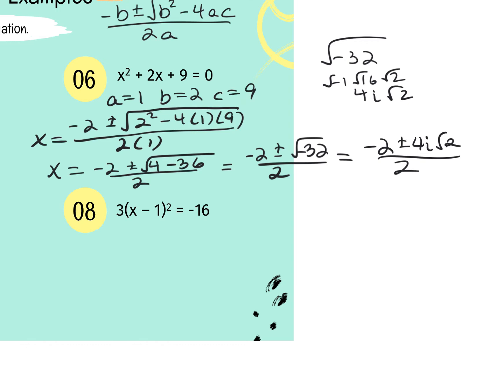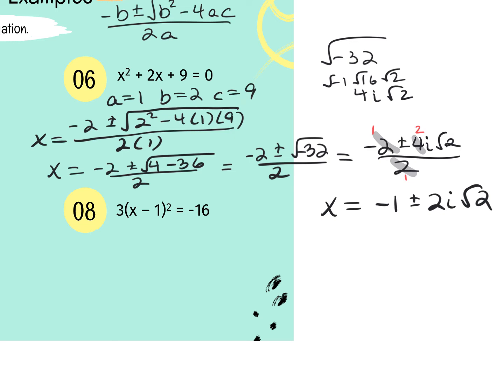Now I simplify the fraction. Divide everything here by a 2, and then now you're left with 1, 2, and 1. Do not make that 1 disappear that's in the numerator. The denominator's gone. So my final answer here is x is equal to negative 1 plus or minus 2i square root 2. The negative 1 does not disappear.